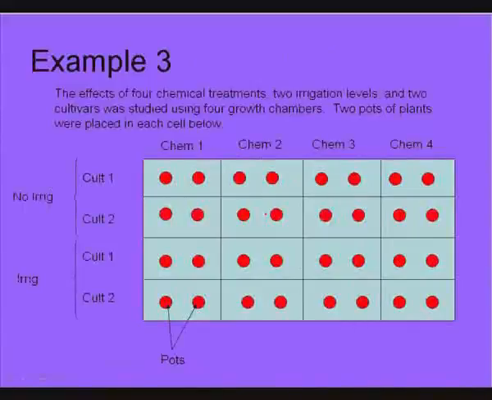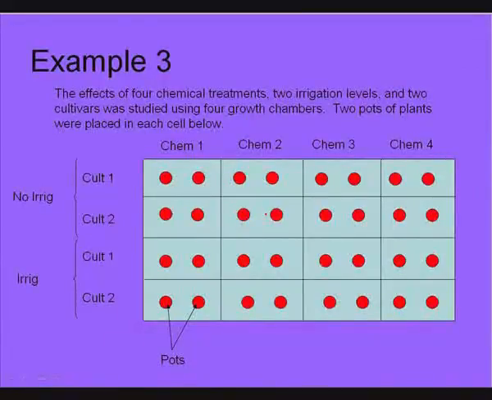This is an example. I don't remember where this example came from, but the individual had 4 chemical treatments, 2 irrigation levels, and 2 cultivars, 2 different kinds of varieties. We're going to be studying using 4 growth chambers, and he had 2 pots of plants of the same variety, same irrigation treatment, same cultivar placed in each one of those little squares. And so for convenience, so he didn't lose track of what was what, he arranged the growth chamber so it was very convenient to look at.